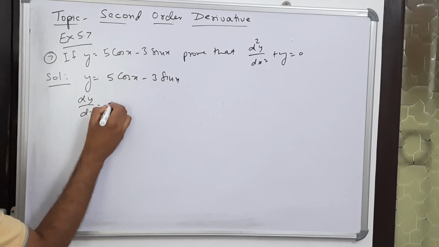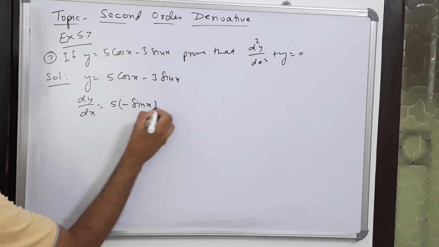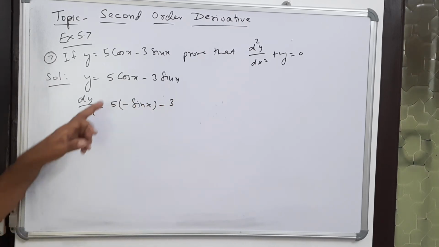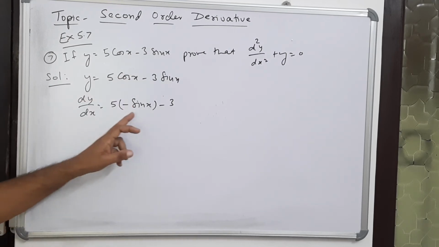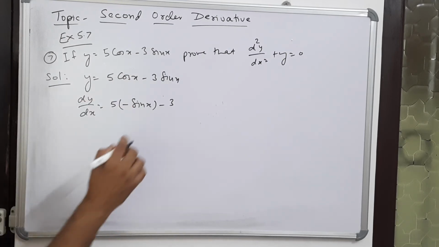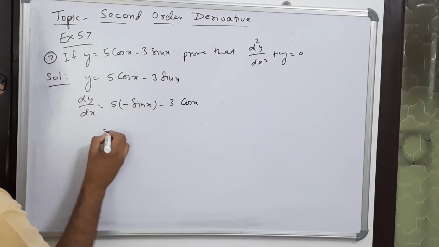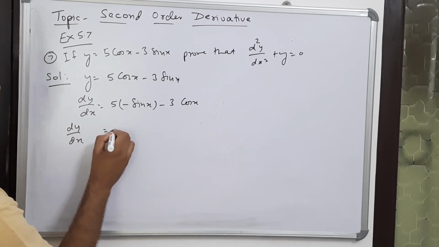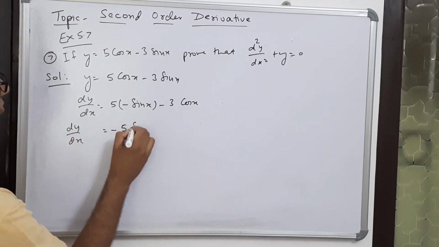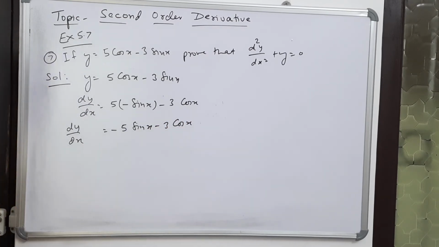dy by dx will be 5 into minus sin x, minus 3 into the derivative. 5 will remain as a constant and the derivative of cos x is minus sin x. And here it is 3 and the derivative of sin x is cos x. Now still it is dy by dx only, and we open the bracket: minus 5 sin x minus 3 cos x. So this is the first order derivative.